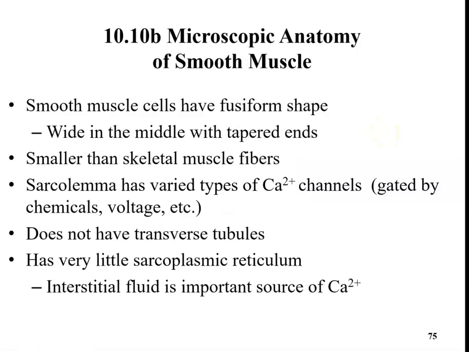They are smaller than skeletal muscle fibers. The sarcolemma has varied types of calcium channels. So they've got calcium channels that are gated by chemicals, by voltage, etc. There are no transverse tubules in smooth muscle and very little sarcoplasmic reticulum. Instead, the most important source of calcium for smooth muscle is going to be the interstitial fluid, okay? And that's the fluid in between the cells.